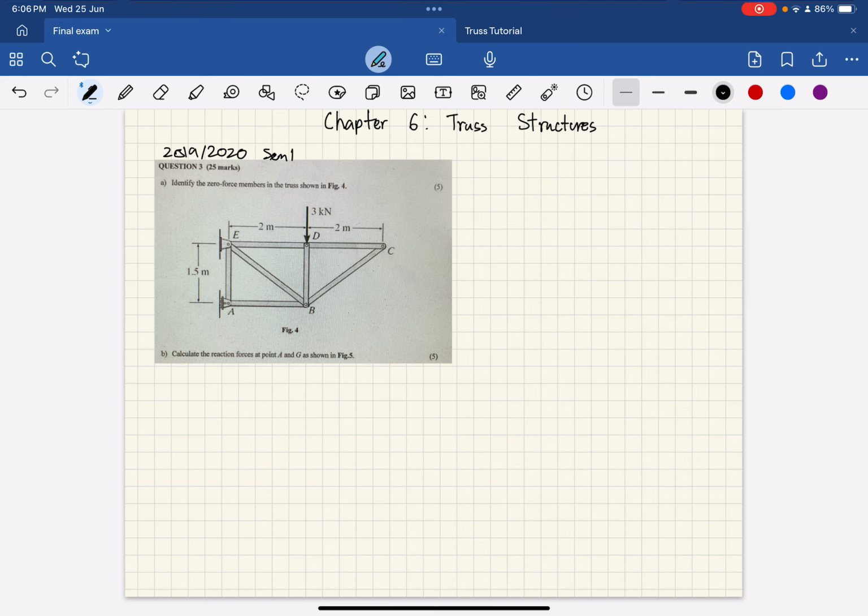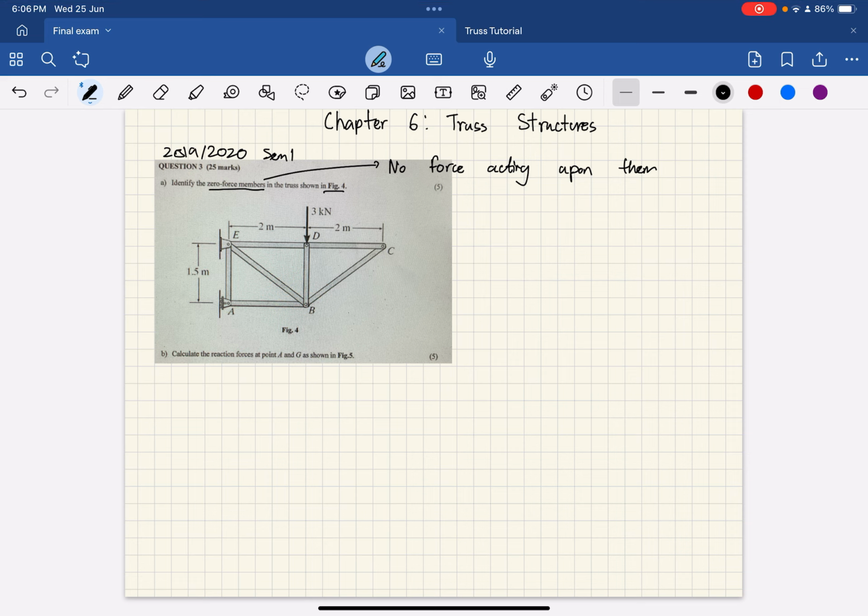the first question actually asks us to identify the zero force members of the truss shown in figure 4. Okay, so if you recall, zero force members are members where there is no force acting upon them. And there are only two conditions for a zero force member to be satisfied.